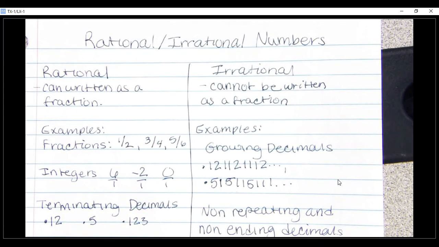Rational and irrational numbers, again, make sure that you know if a number can be turned into a fraction or not. This is kind of a cheat sheet to help you. We will be working on converting terminating decimals and repeating decimals into fractions, so that will be something to look forward to. Good luck.